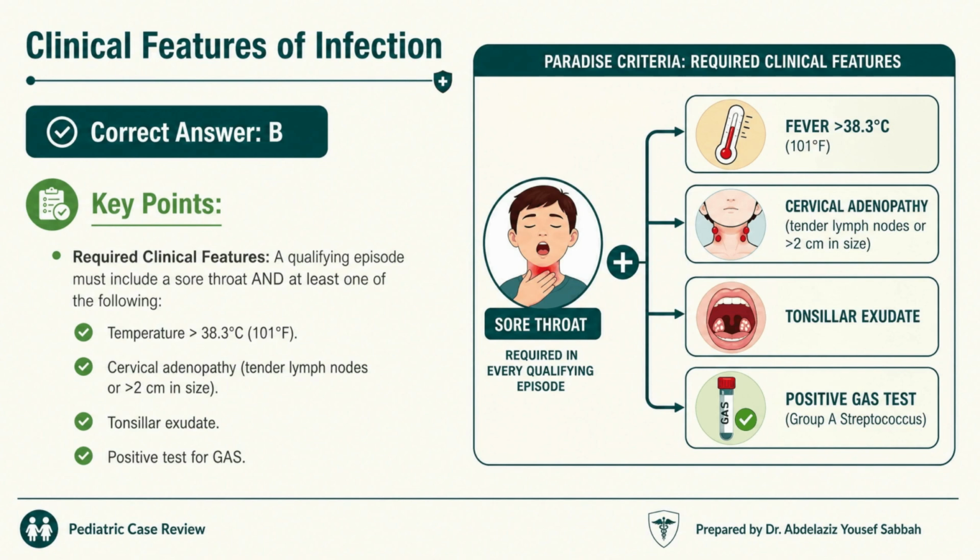It must be accompanied by at least one of the following: a fever greater than 38.3 degrees Celsius, cervical adenopathy, either tender or greater than 2 centimeters, tonsillar exudate, or a positive test for group A strep. Cough, rhinorrhea, and conjunctivitis are typical viral symptoms and do not qualify an episode under these criteria. Now, let's consider situations where these strict criteria might be modified.